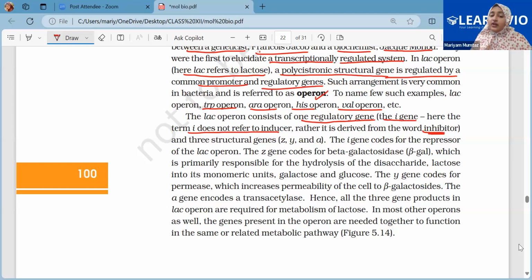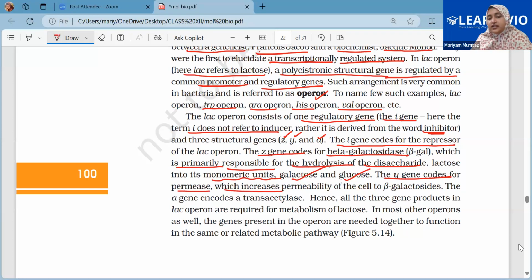Apart from that, there are three structural genes, that is Z, Y, and A. Now, the I gene codes for the repressor of the lac operon. The Z gene codes for beta-galactosidase, which is primarily responsible for hydrolysis of the disaccharide, that is lactose, into its monomeric units, that is galactose and glucose. So the lactose gets broken by the enzyme beta-galactosidase that is coded by the Z gene. The Y gene codes for the permease, which increases permeability of the cell to beta-galactosides.